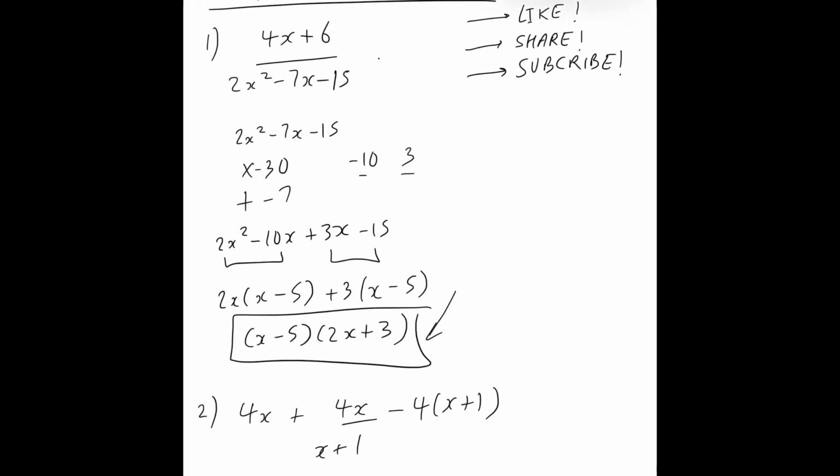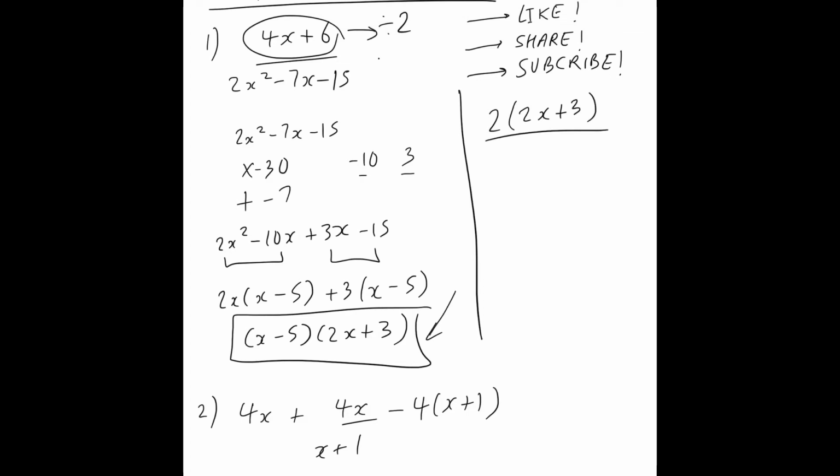Now, what about the top part? How do you do this top part? You have to look at the common terms in both of them. 4 and 6 are both divisible by 2. So we know it's going to be 2 at the top, and we split this up, so 2 brackets 2x plus 3. If I write that more clearly for you guys, you have 2 times 2x plus 3.